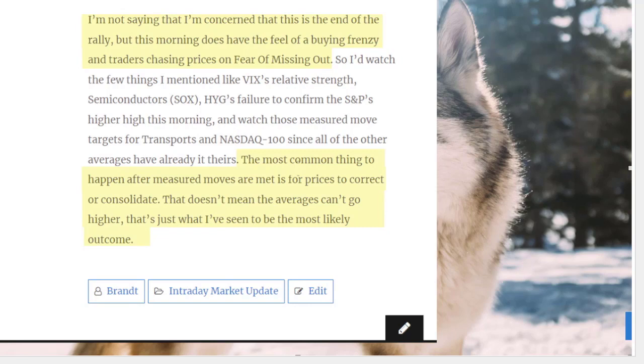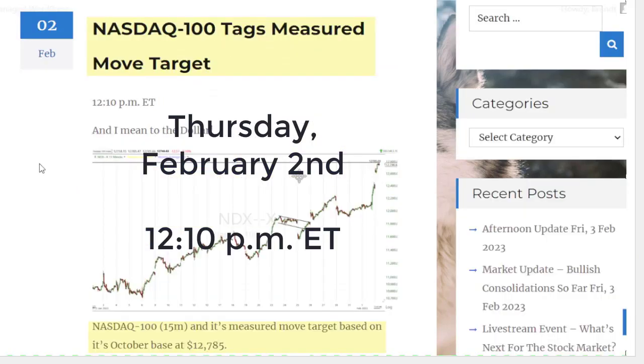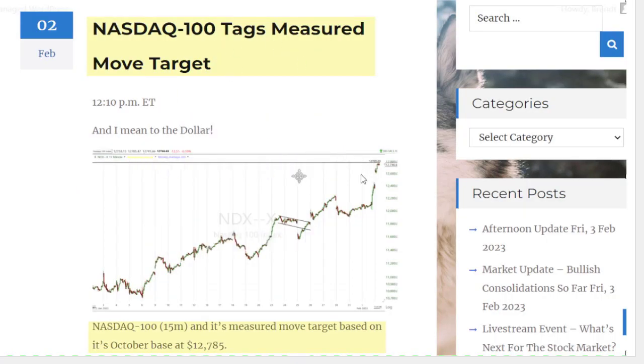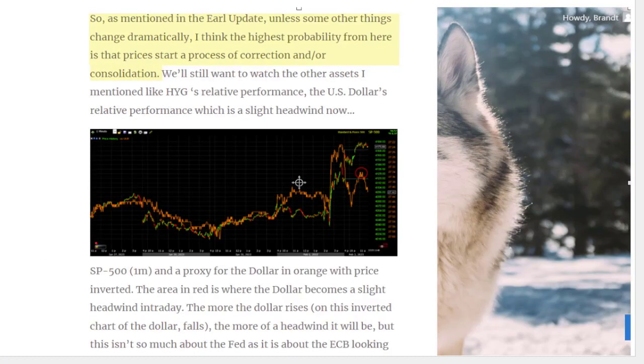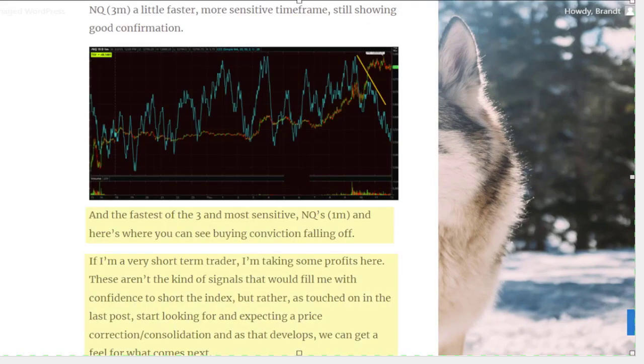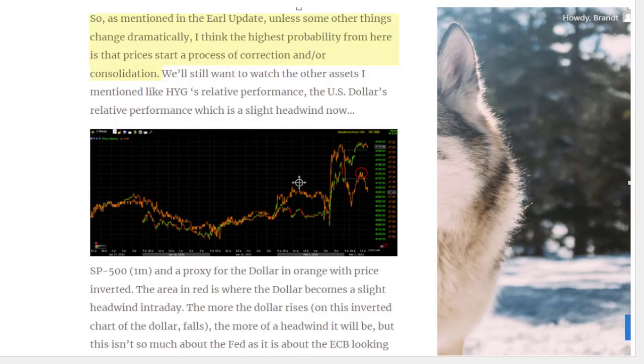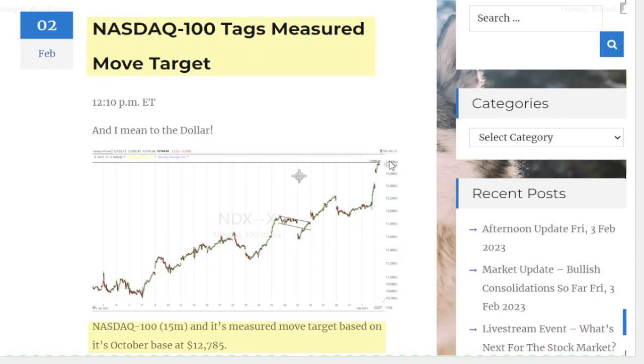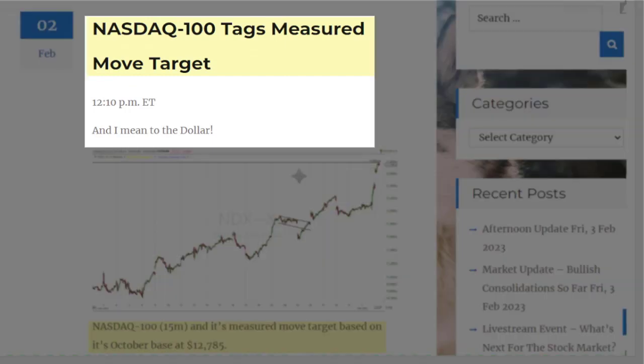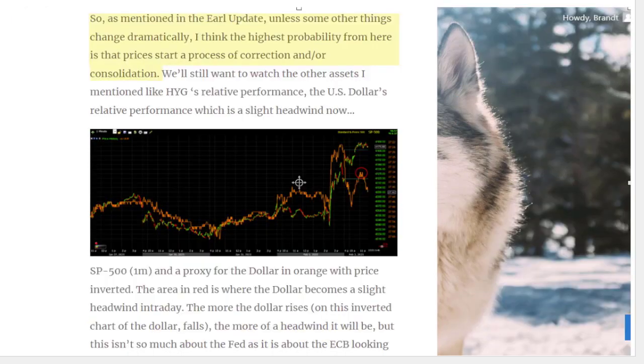So we're going through that. And then this is Thursday, right around noon. NASDAQ 100 tags its measured move, right to the dollar. Oh, I just lost that slide. Let me come back to that slide. Yeah, right to the dollar. Right there, that 12,785. This was also in the post.